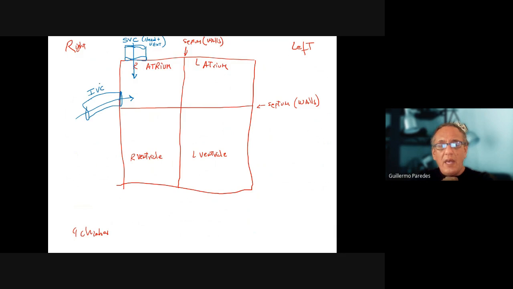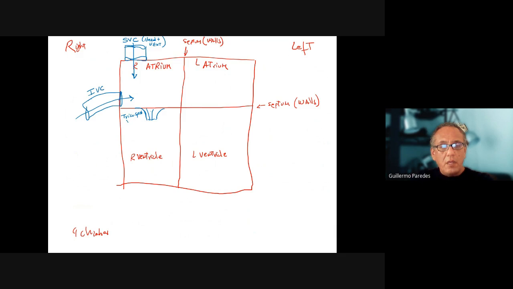So what happened in the right atrium? The right atrium is going to receive all the blood from the whole body. Then it's going to accumulate and make pressure that is going to open a valve here. I'm going to have a valve that is called the tricuspid valve. 1, 2, and 3. Tricuspid valve.